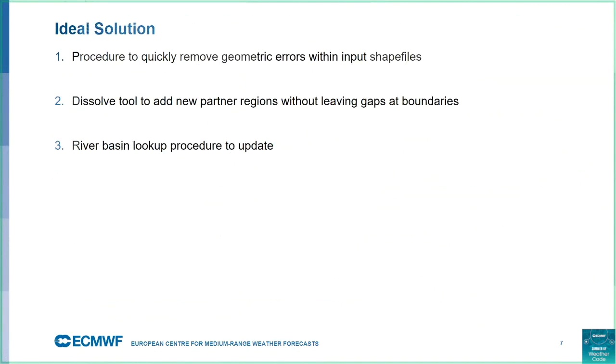So in terms of the solution that was proposed, basically we need to find firstly a quick way to remove the geometric errors in our input shapefiles, basically have a new dissolve tool that actually works, and then you go into this river basin lookup procedure. So Markus will now talk about the tool that he has created.